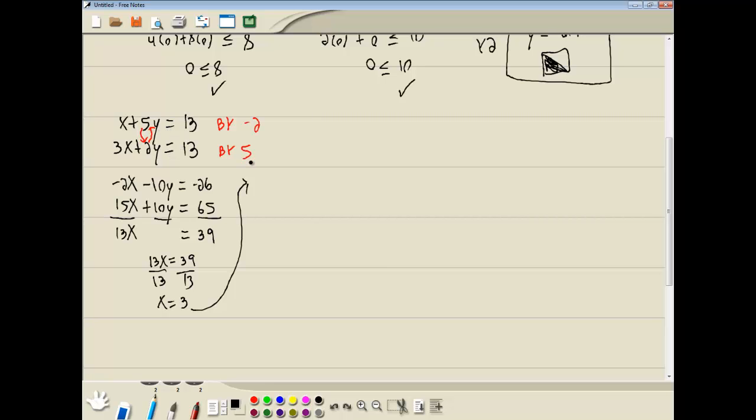First one, numbers look smaller anyway. So we got x plus 5y is equal to 13. We just said that x is 3, so put 3 in for the x. So I got 3 plus 5y is equal to 13. Take 3 over. And I got 13 minus 3, which is 10. And then divide both sides by 5, and you get y is equal to 2. So our answer would be 3, 2.